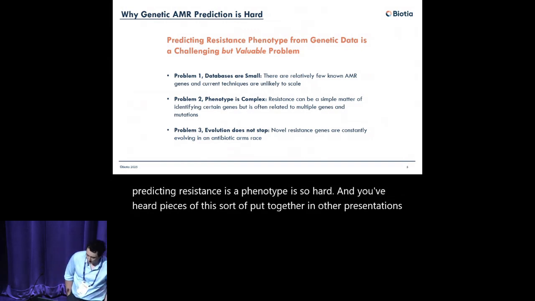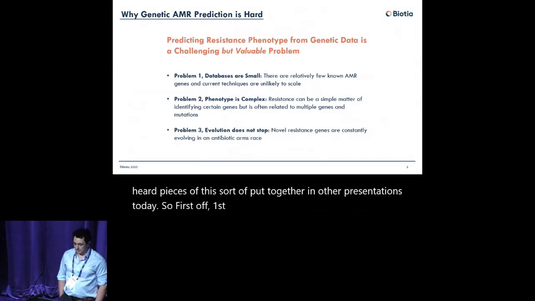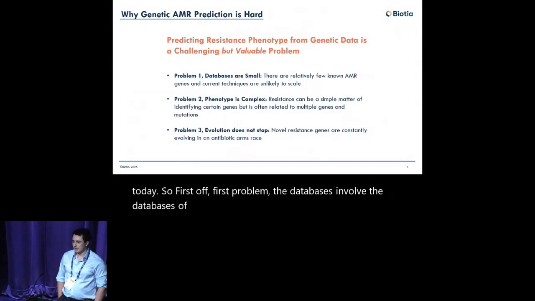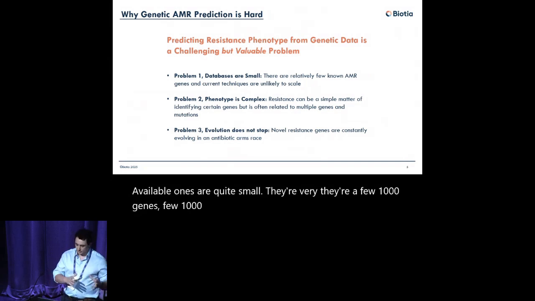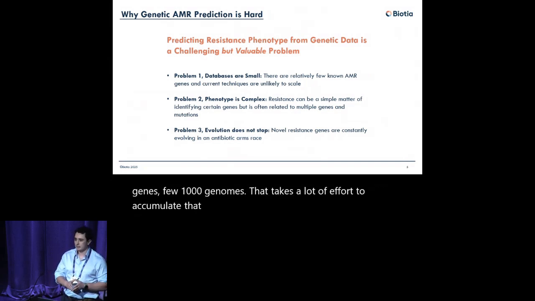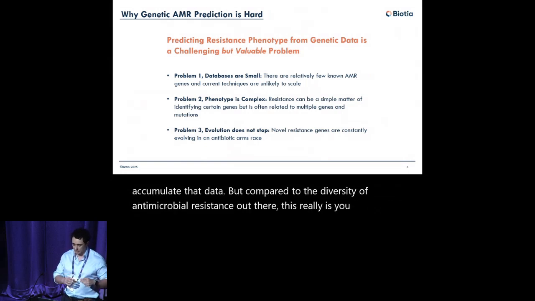So first problem. The databases involved, the databases of known AMR genes, the databases of known AMR isolates, particularly the publicly available ones, are quite small. There are a few thousand genes, a few thousand genomes. That takes a lot of effort to accumulate that data, but compared to the diversity of antimicrobial resistance out there, this really is a small data set.